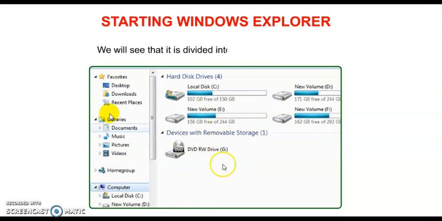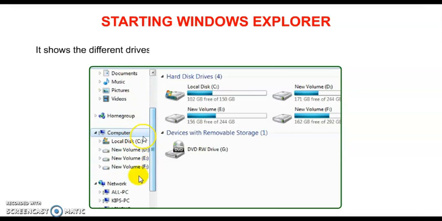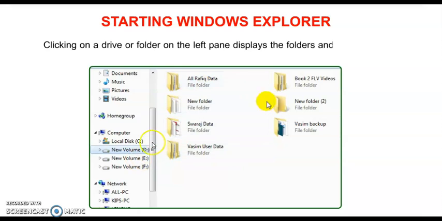Now we will see that it is divided into two panes, the left pane and the right pane. The left pane is also known as the tree pane. It shows the different drives, C, E, D, and the hierarchy of folders in each drive. Clicking on a drive or folder on the left will display the folders and files present in the right pane.